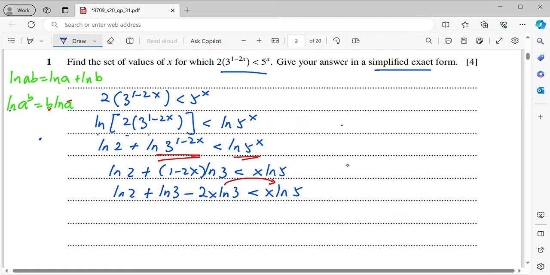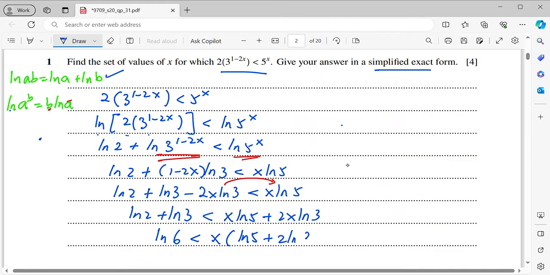Again, for the left hand side, you will have ln 2 plus ln 3. Then this one can be simplified later on. So less than x ln 5 plus 2x ln 3. Then from here, for the left hand side, since you have a summation of two ln terms, we can just apply the first formula, which is to multiply the two numbers. Then you'll be getting ln 6, 2 times 3 is 6, less than, factorize the x, then it will be ln 5 plus 2 ln 3.